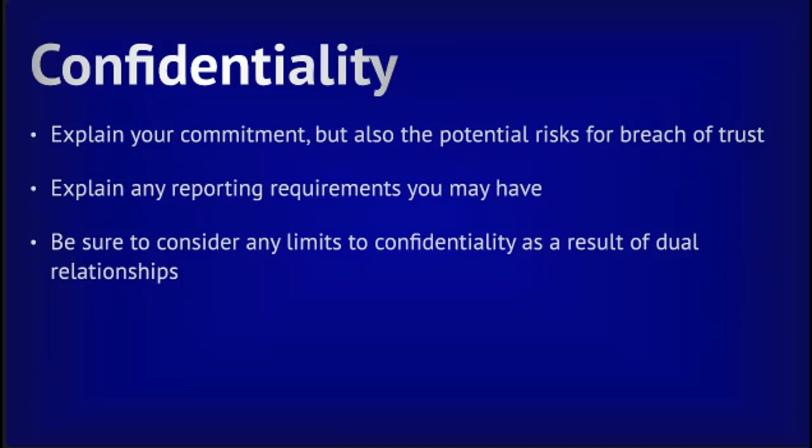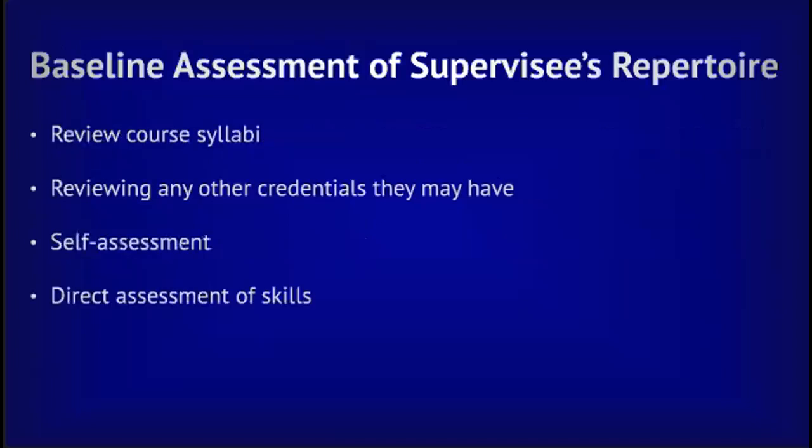So it's important to think about all of this and put it all out on the table, so that if something comes up they're not surprised and saying things like, I didn't know you were going to talk to my faculty, or I didn't know you were going to tell my boss. They should very clearly understand the limits of the confidentiality that's going to be maintained in the supervisory relationship. And again, make sure that you're considering any limits to confidentiality that are a result of any dual relationships that you may have.